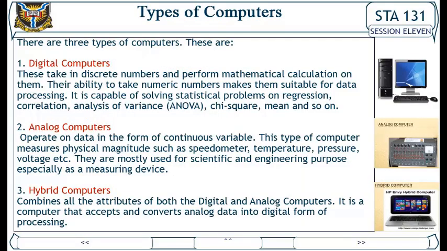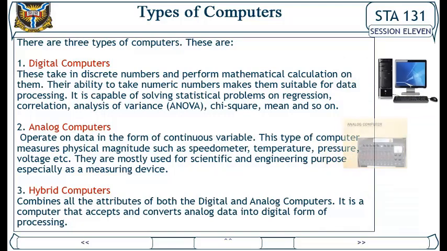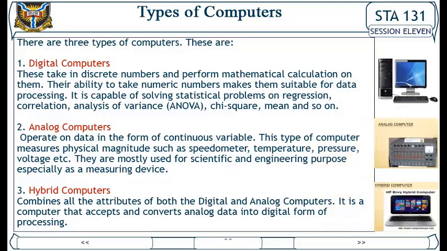Types of computers. There are three types of computers. These are 1. Digital computers. These take in discrete numbers and perform mathematical calculation on them. Their ability to take numeric numbers makes them suitable for data processing. It is capable of solving statistical problems on regression, correlation, analysis of variance ANOVA, chi-square, mean, and so on.